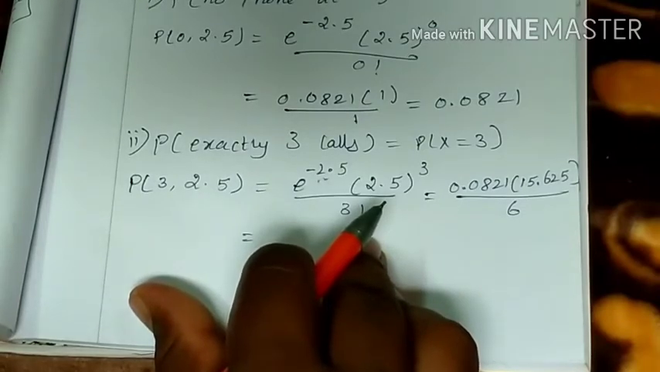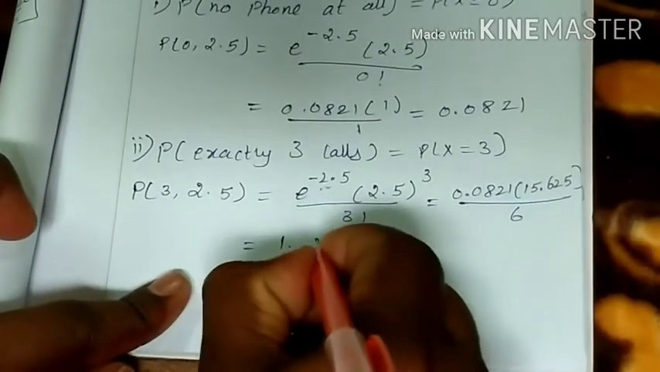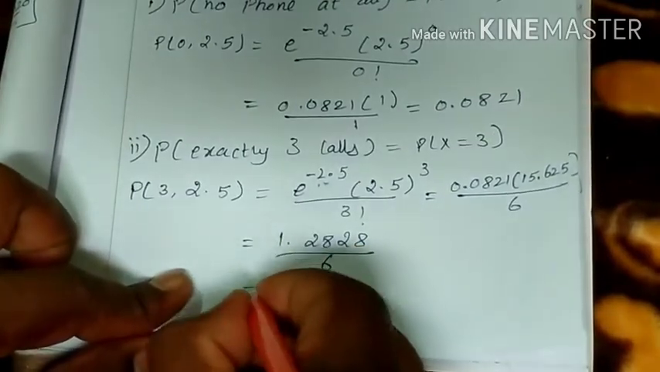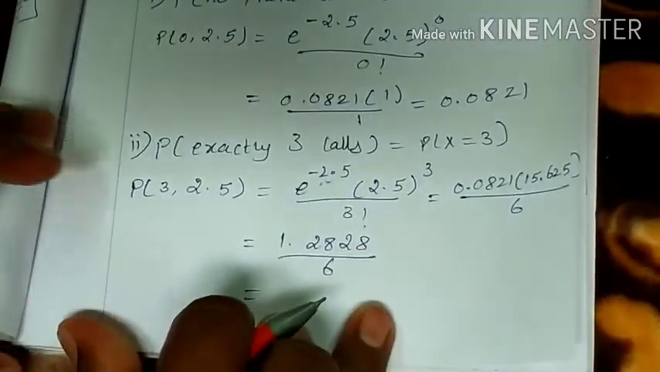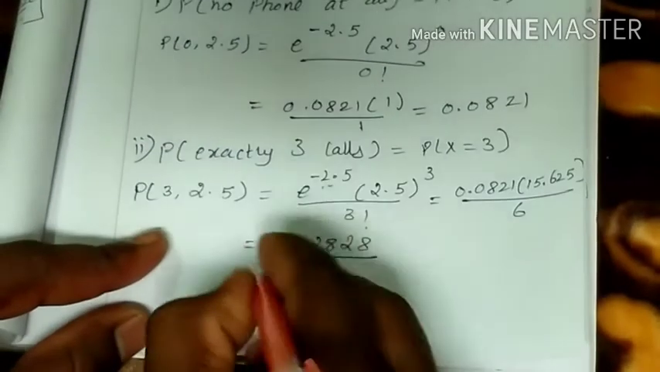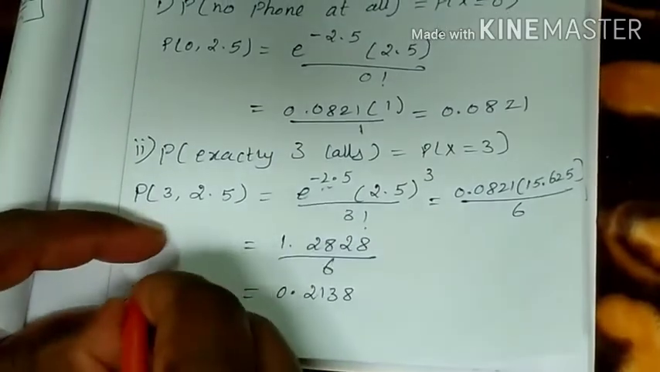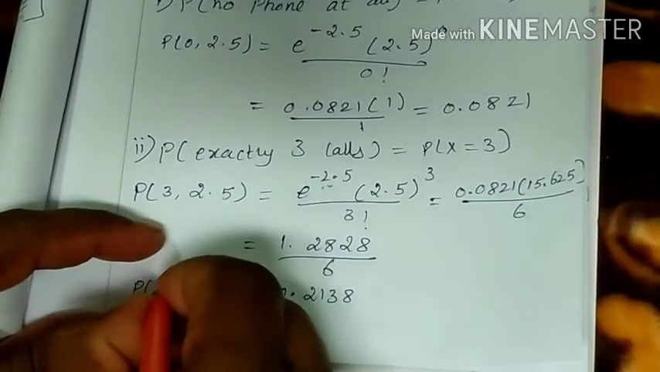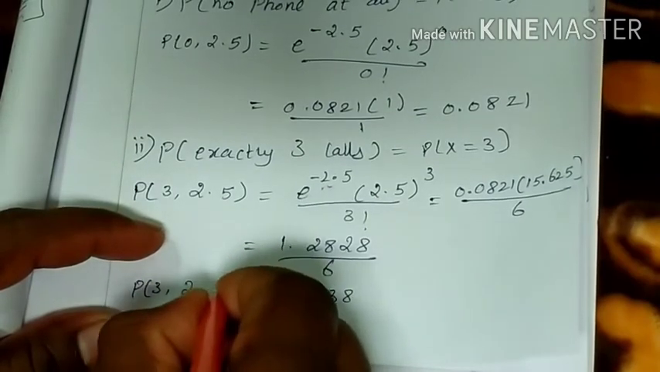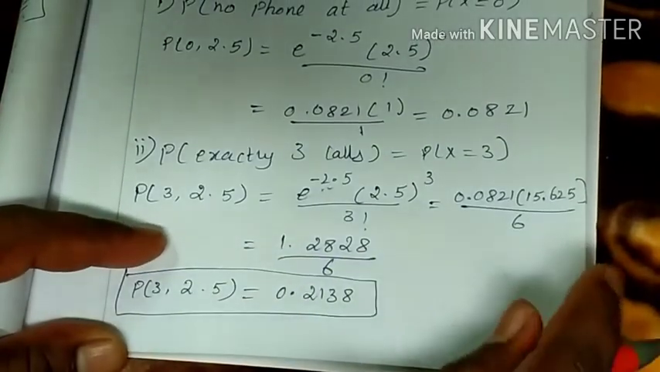Then it is equal to the product of these two values: 0.0821 into 15.625 is 1.2828, divided by 6. Dividing this value by 6, we get 0.2138. This is the probability of exactly 3 calls at a time, so P(3, 2.5). This is the answer of the second question.